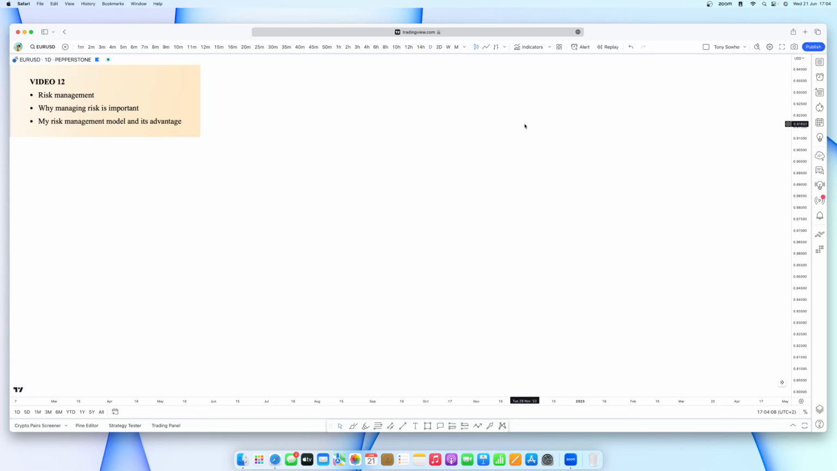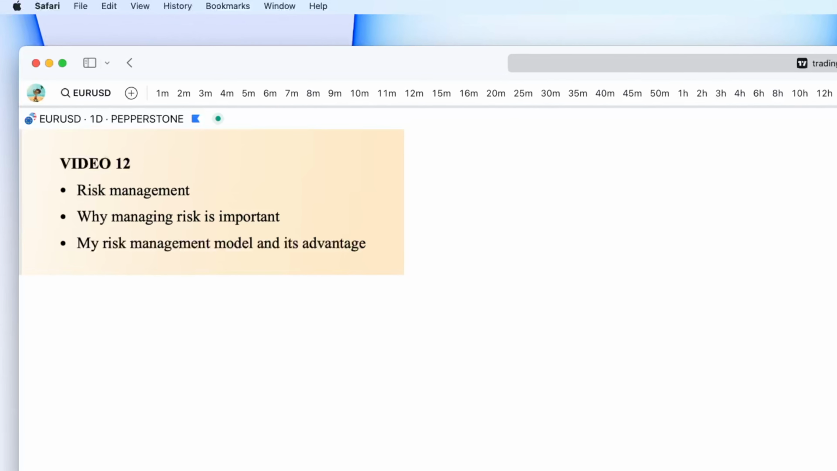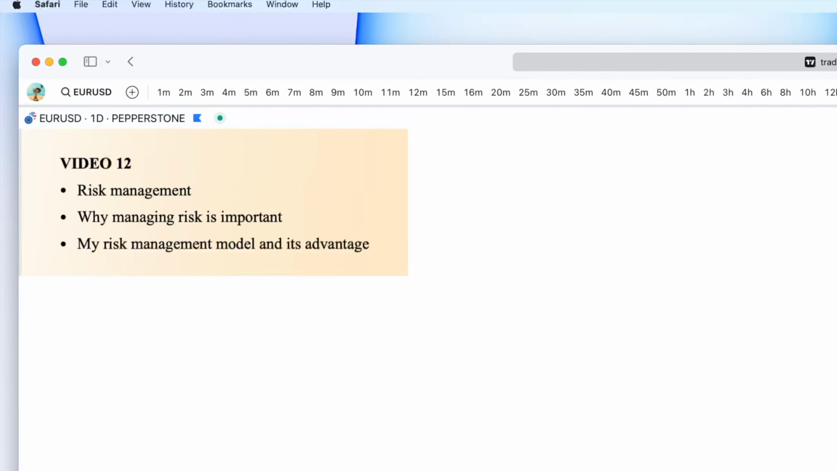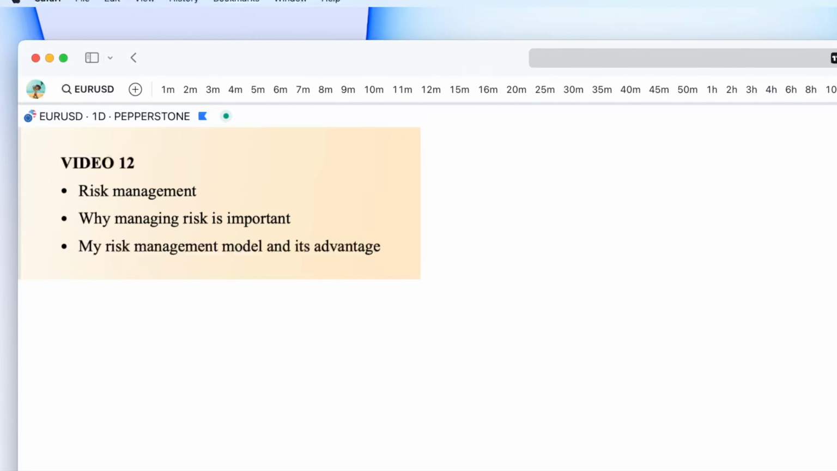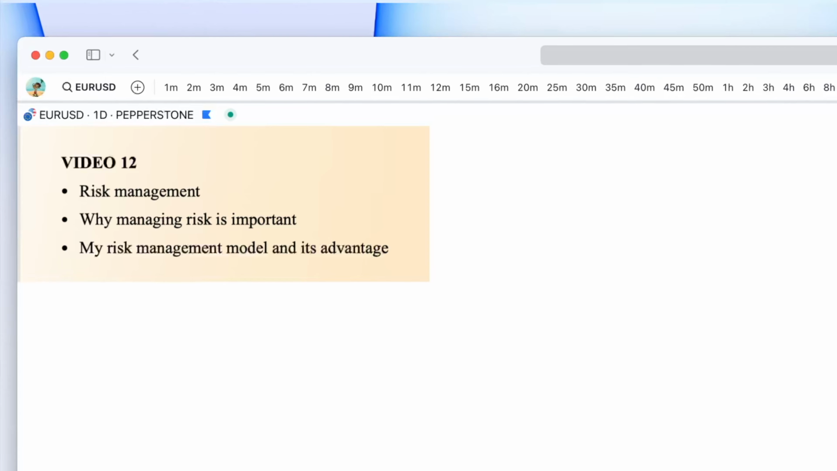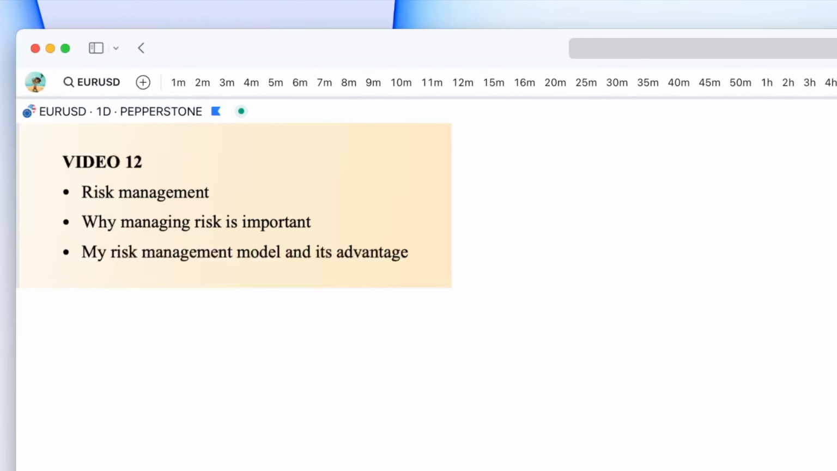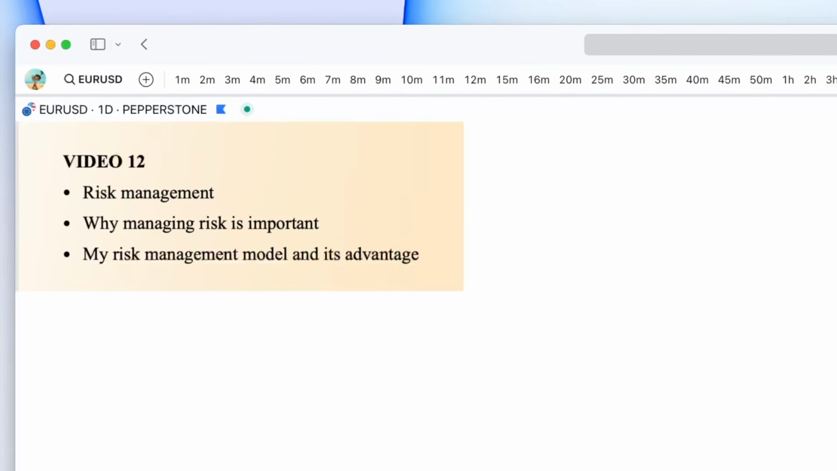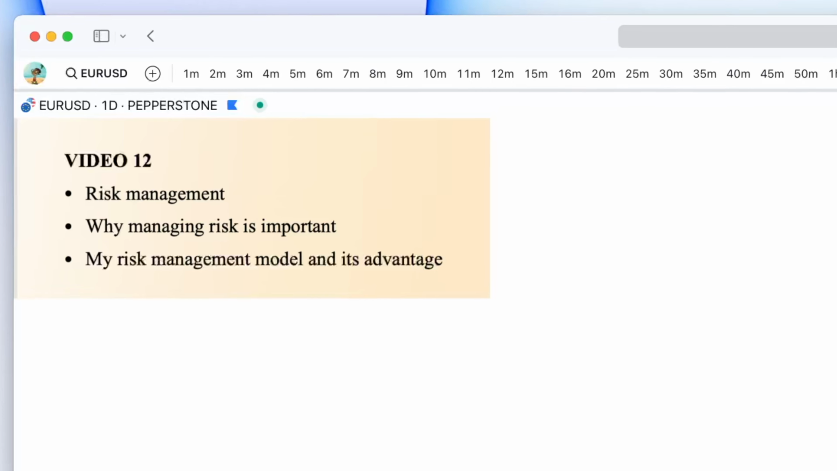As you can see to the upper left of my screen, today we are going to be looking at risk management, why managing risk is important, and then I'm going to be teaching you my risk management model and what are the advantages. So by the end of this call, you should be able to see the advantages of just following this risk management model, right?